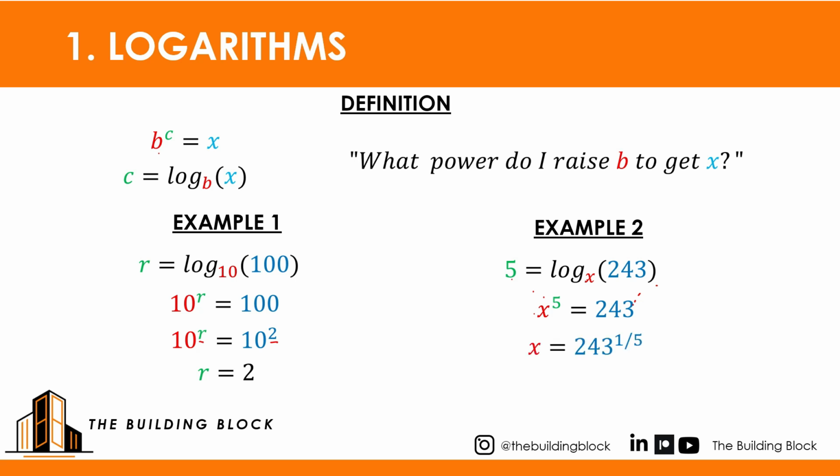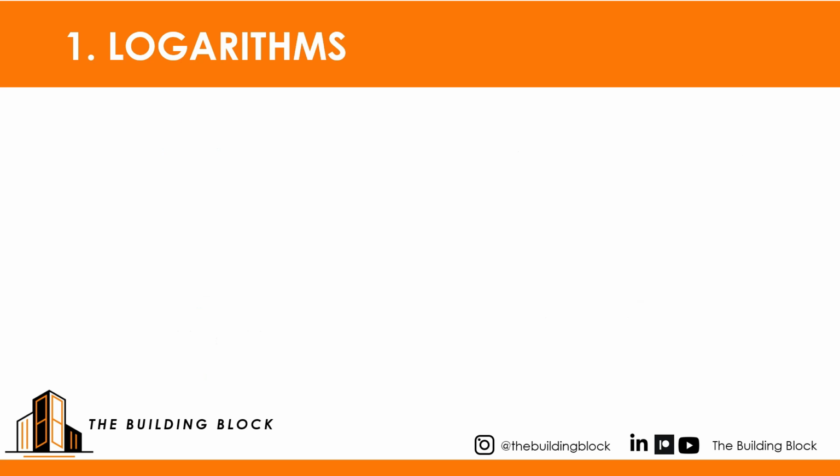Now, this might be a bit tricky to do in your head, so let's use a calculator. 243 raised to the power of 1 divided by 5 equals 3. So, x equals 3. Well, okay, we can check this. 3 to the power of 5 equals 243.